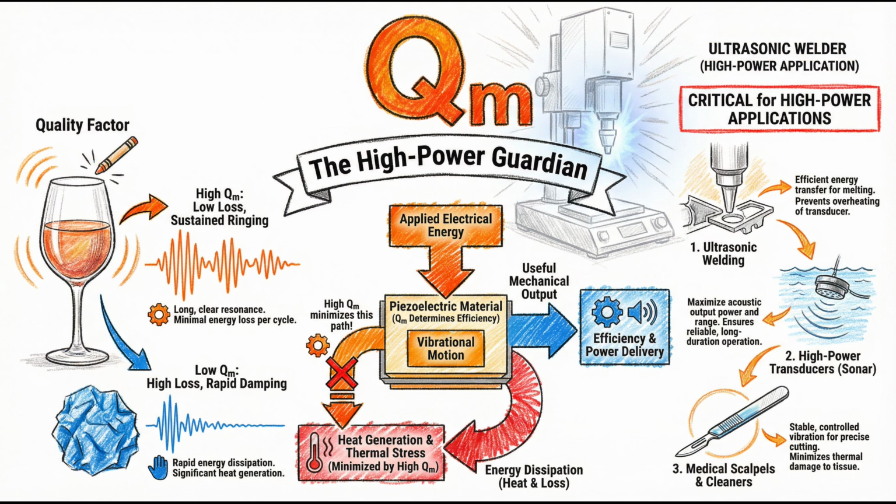Finally, we have QM, the mechanical quality factor. This constant is the single most important parameter for high-power devices. It determines whether a transducer will perform powerfully or simply burn out.